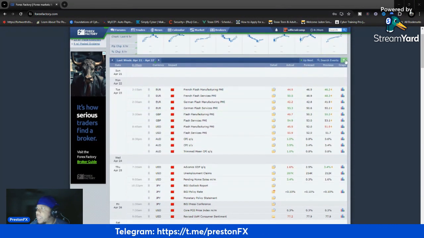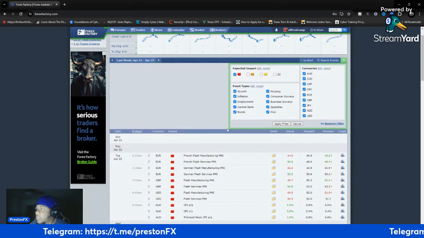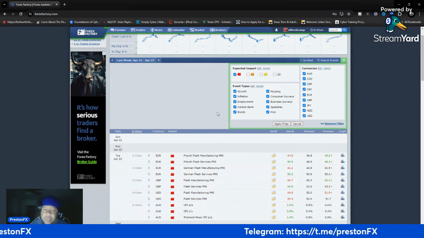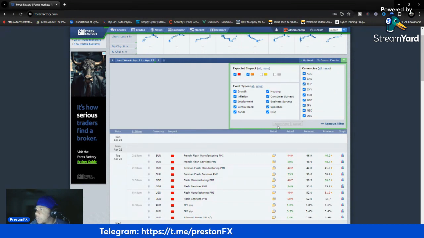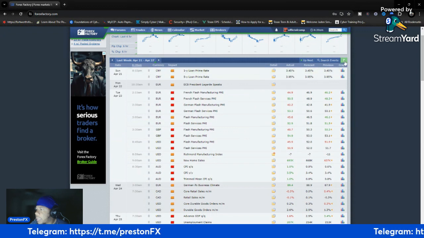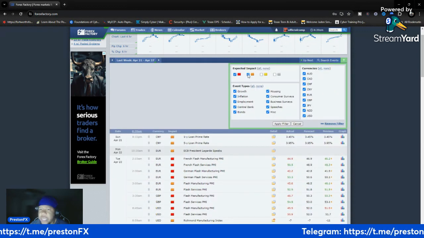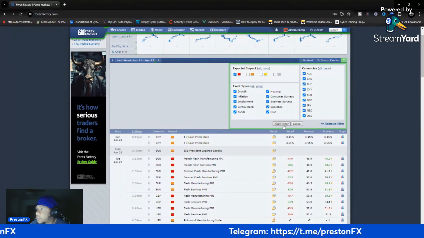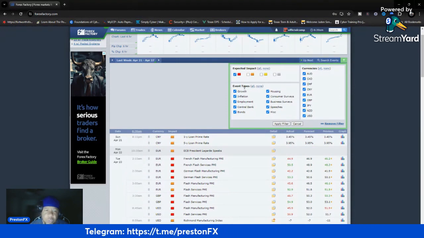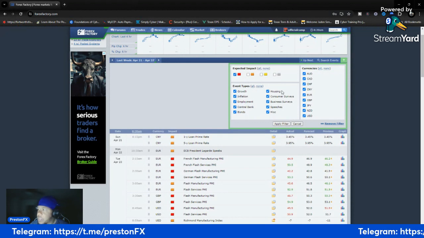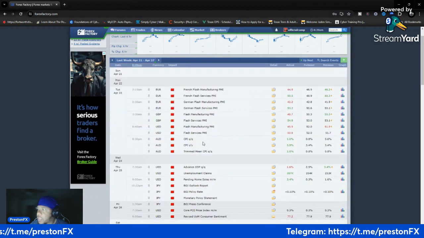So if you want to go up here, you can basically chop out the stuff you don't need, filter it out. If you look right here, you can apply a filter. It has a lot more data. So I just stay with the red folders, and you can look up here. You can do currency. You want to just look at inflation, growth, and unemployment. I put everything.